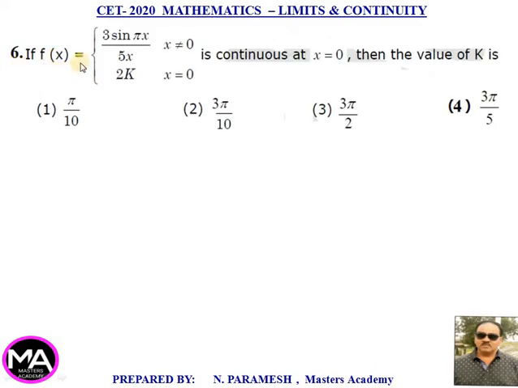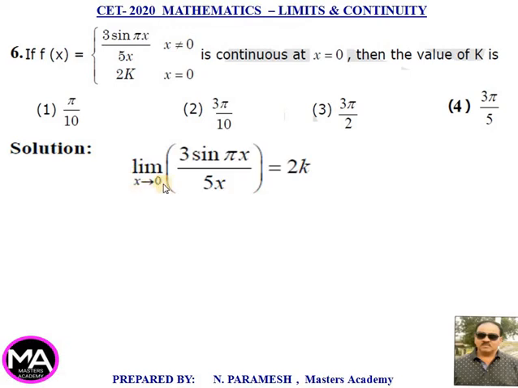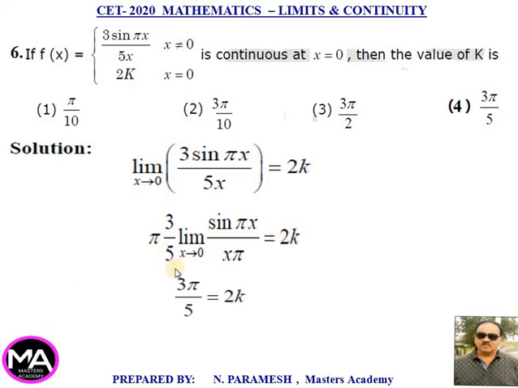Sixth question: if f of x is equal to 3 sin pi x divided by 5x if x is not equal to 0, and 2k if x is equal to 0, is continuous at x is equal to 0, then the value of k is, 4 options are given. Solution: limit as x tends to 0 of 3 sin pi x divided by 5x is equal to 2k. Taking 3 by 5 as common, multiply and divide by pi, limit of sin pi x divided by x pi is 1, so 3 pi by 5 into 1 is equal to 2k. Therefore k is equal to 3 pi by 10, that is there in option second one.